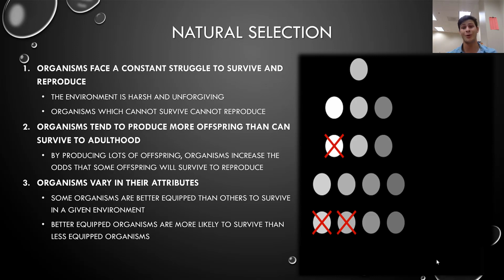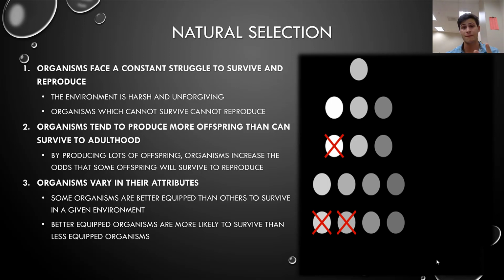Now, going back to our example, we're going to go back to those three major facts of natural selection, and given what we know about natural selection and DNA mutation, we're going to reiterate some of those specific facts with the information that we have learned. Number one, if you recall, was that organisms face a constant struggle to survive and reproduce, and that is because usually environments are harsh and unforgiving. It can be really hard to survive in given environments, and organisms which cannot survive, or organisms which survive less frequently than others, cannot reproduce, and so they cannot pass their genetic information on to the next generation.